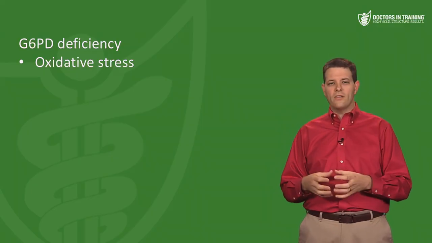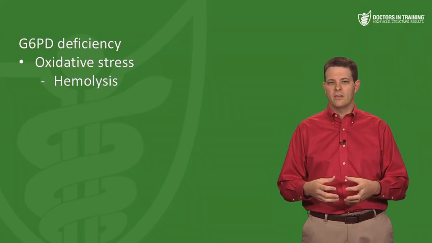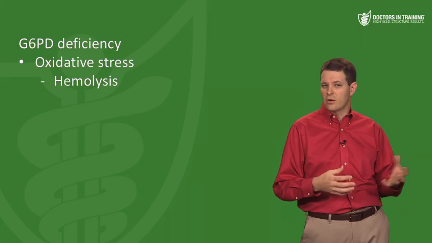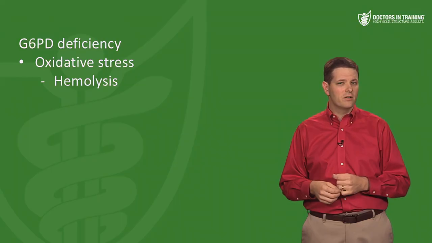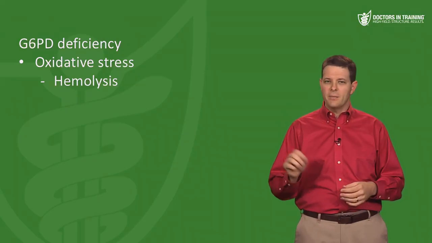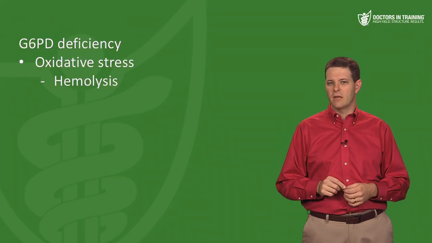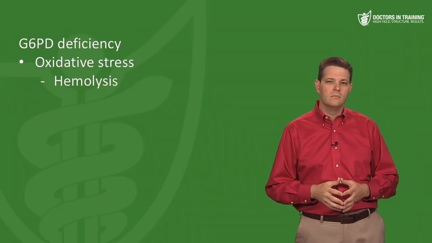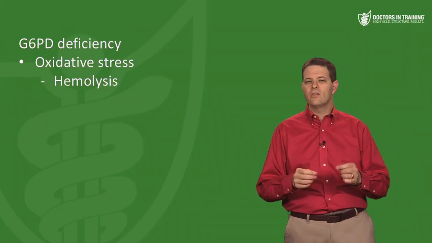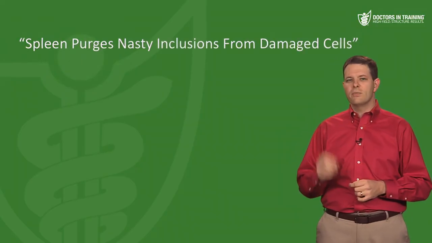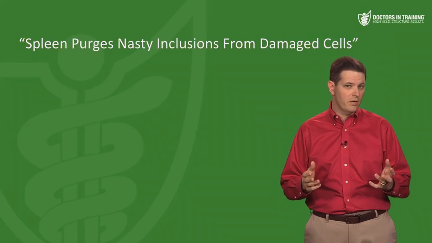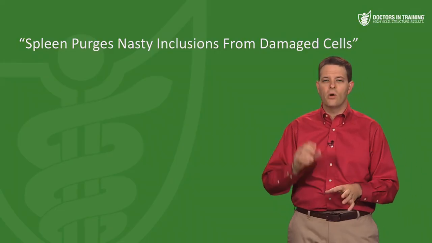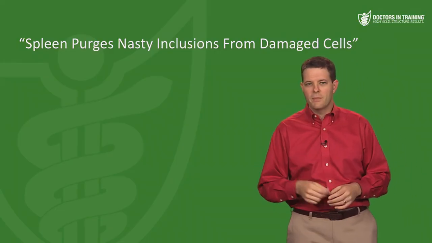So drugs that cause oxidative stress will lead to hemolysis and back pain a few days after they started the drug. Now, do you remember which drugs cause hemolysis in these patients? Let's do a little quiz. Take out a piece of paper and try to list as many of these as you can. I'll wait. Tell you what, I'll even give you a little hint. The mnemonic was spleen purges nasty inclusions from damaged cells. Ring any bells? So I want you to pause the video, try to write these down, and then we'll put up the answers in a moment.